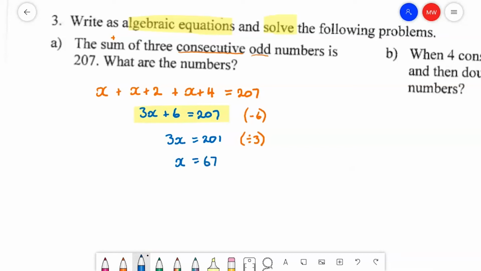But this is not the answer to this question, because the question is asking, what are the 3 numbers? The 3 numbers are 67, because that's the first number, 2 higher than it, as in the next odd number, and then the next odd number. So they are 67, 69, and 71.